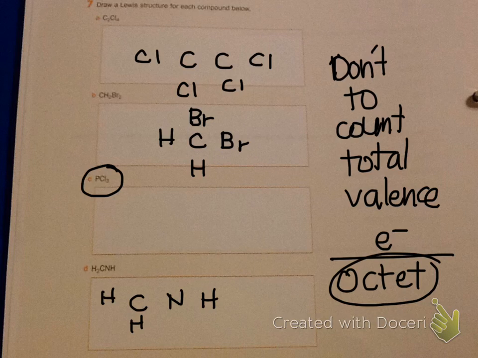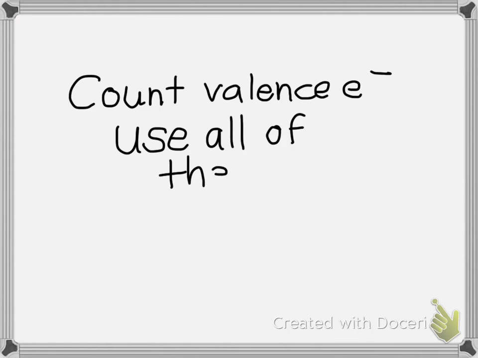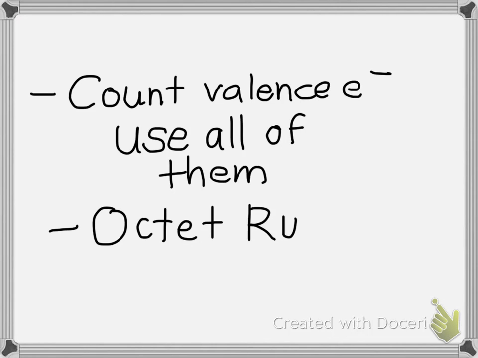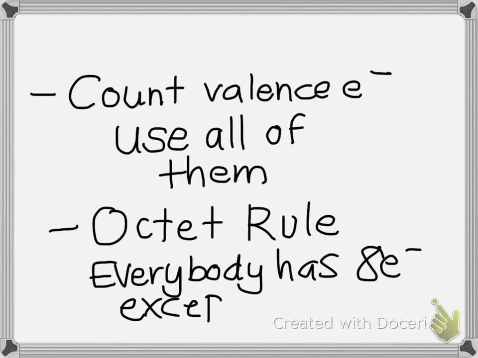Okay, so again, before I finish on the covalent compounds, count your valence electrons and use them all. And then the second thing is, remember the octet rule. Everybody has 8 electrons except, and hopefully you're saying it to yourself right now, hydrogen.